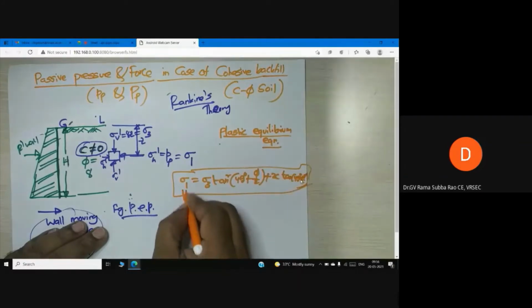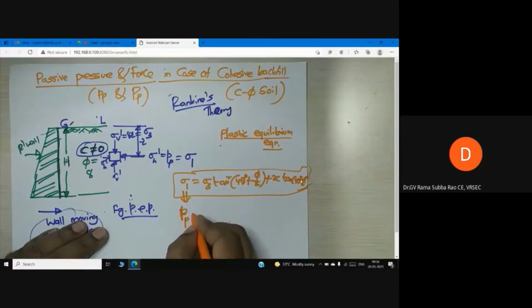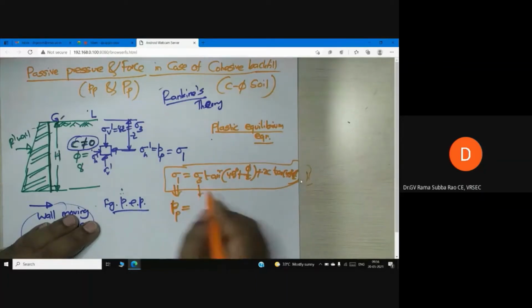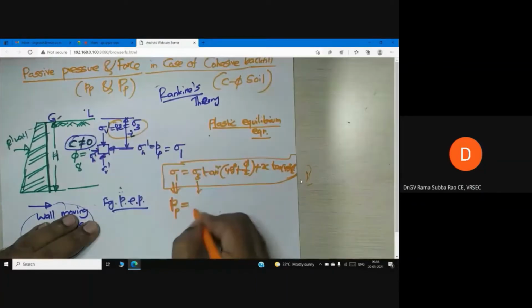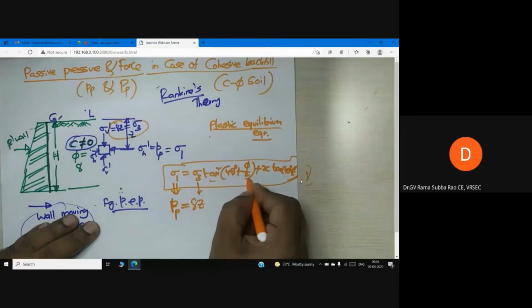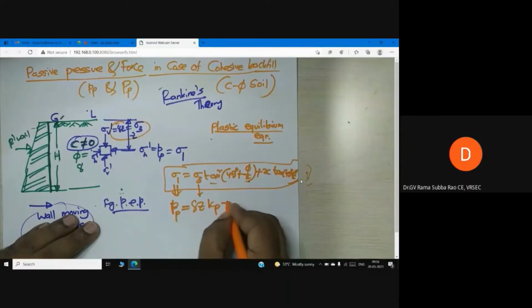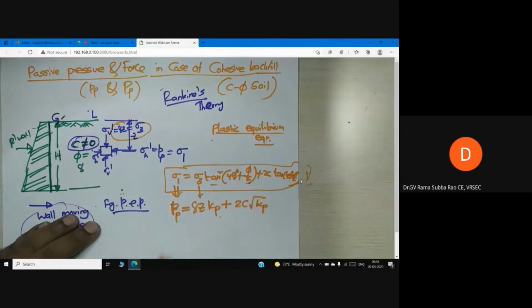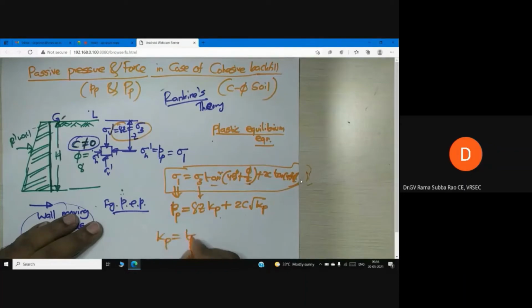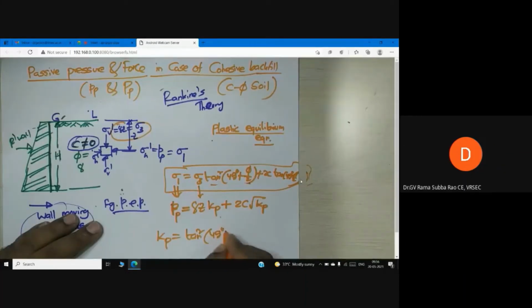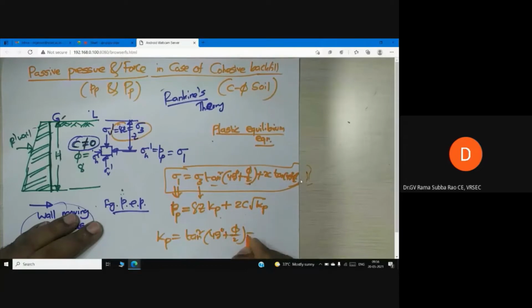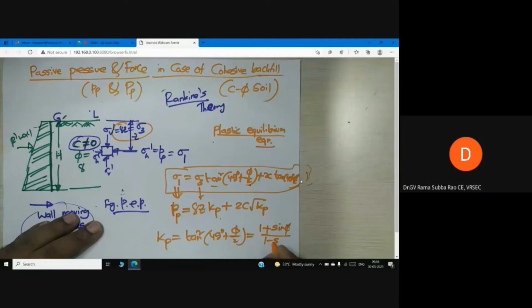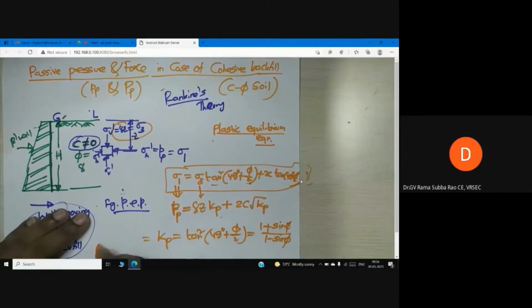So what is sigma 1 now? Directly PP. What is sigma 3? Here you see sigma 3 is gamma Z. What is tan square (45 plus phi by 2)? Don't hesitate to speak now. It is Kp. You see root Kp. Let me tell you here, Kp means tan square (45 plus phi by 2), which we already discussed, equal to (1 plus sin phi) by (1 minus sin phi). Are you there now?